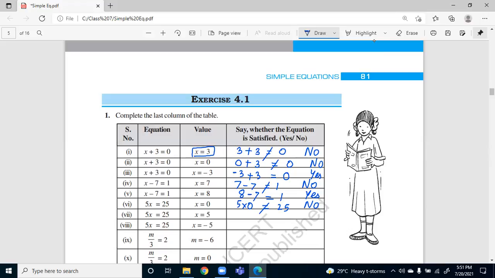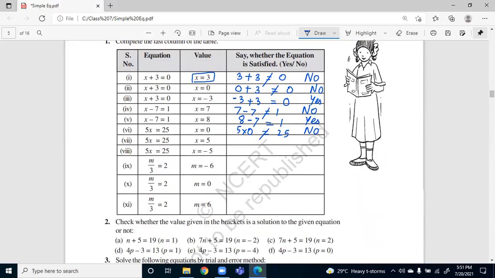Rakshita, seventh. Yes, ma'am. Ma'am, I think it is correct because 5x is, 5 into 5 is 25. So this 25 is equal to 25, so I think it is correct. Yes, okay. Samraj, eighth part. Ma'am, eighth part is not satisfied. Why?